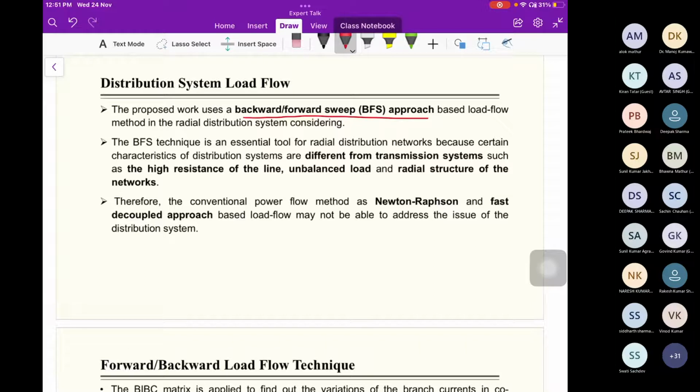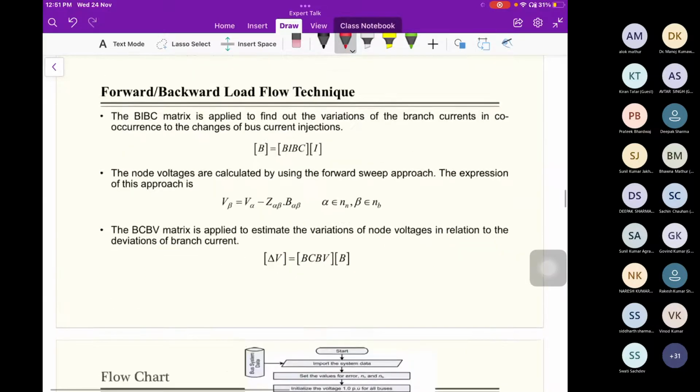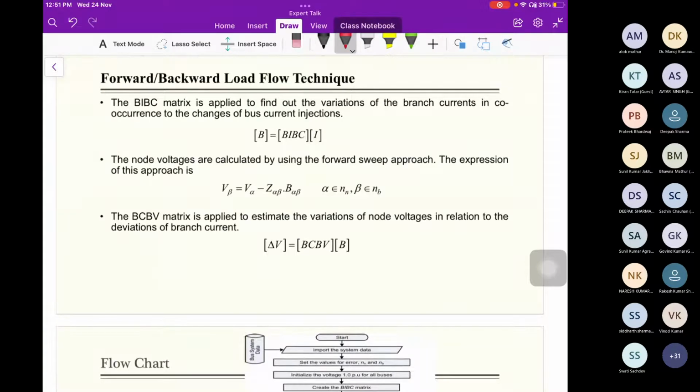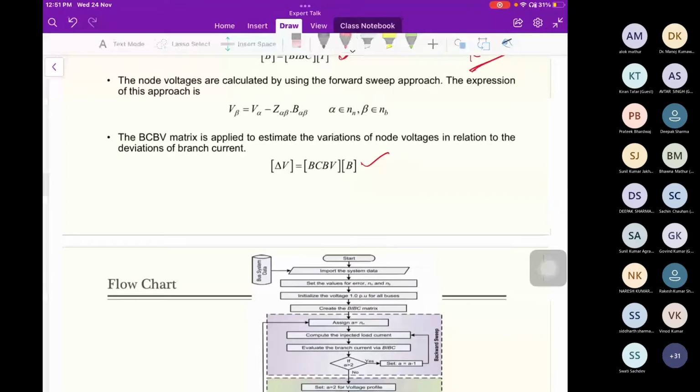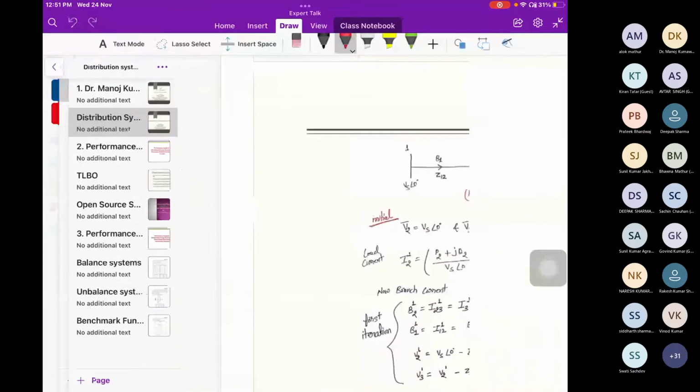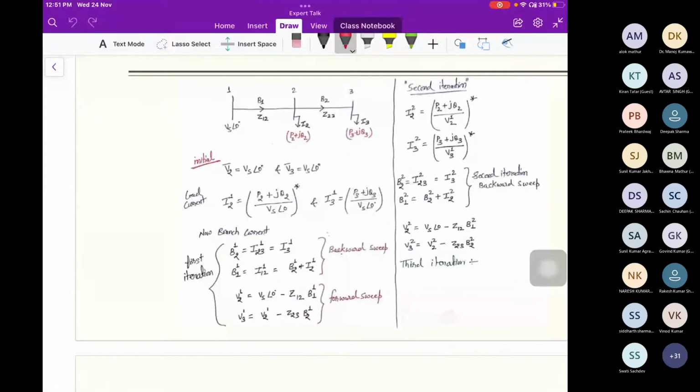The backward forward load flow algorithm uses two equations, and it is based only on KCL and KVL. In this condition, first of all we define a hypothetical voltage, and then the P is there. I will explain in detail shortly.